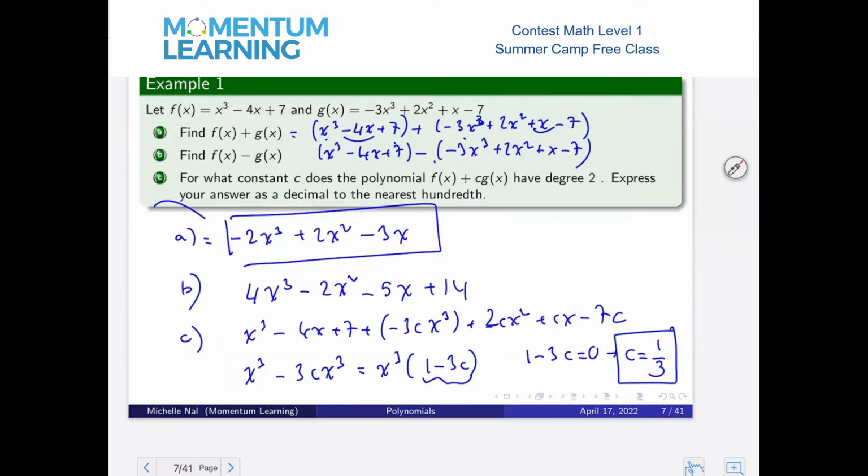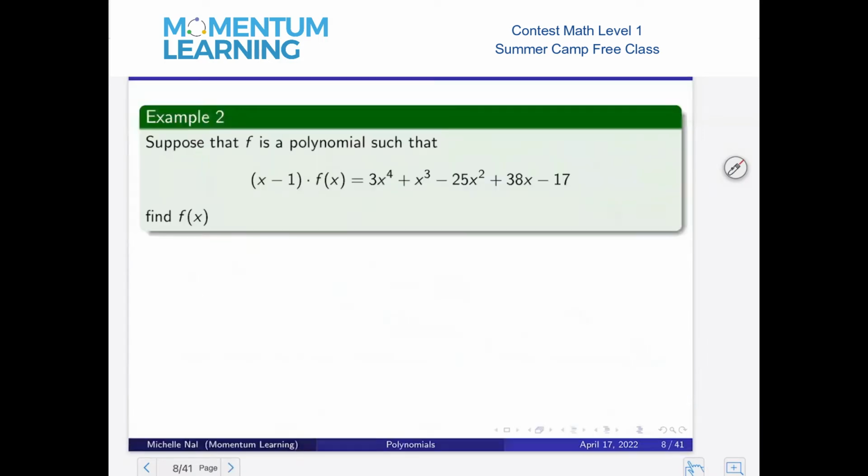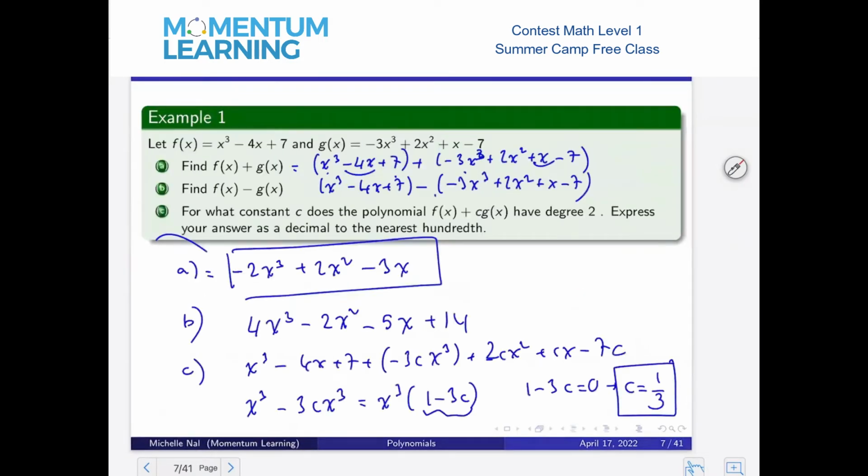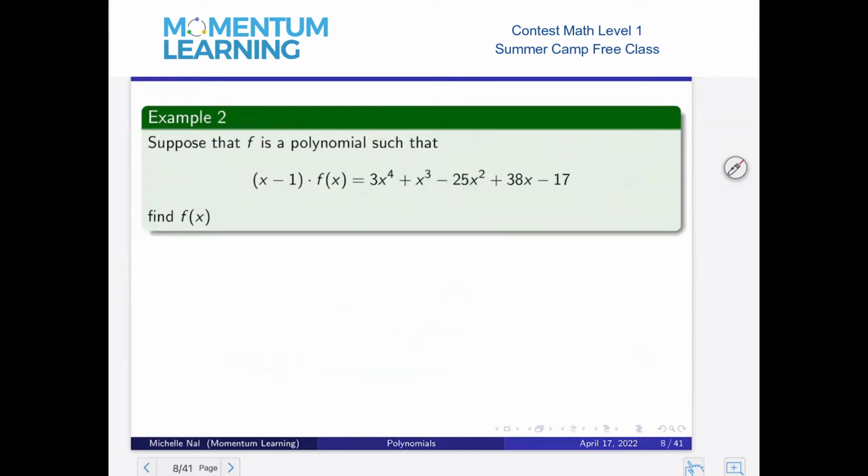Again, they don't need any of this. It will save them a little bit of time on solving the question. Okay, let's move on. I hope this makes sense. If there are no questions, we are going to move on to example 2.